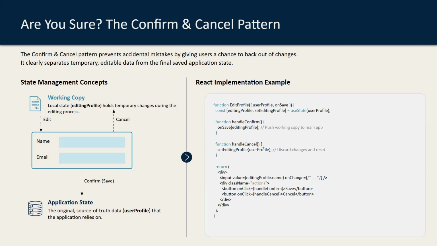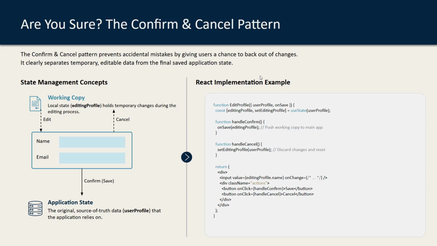So the key idea here is we keep a temporary working copy in the local state while the user is editing, and we keep the original saved data in the application state until the user confirms. So right here, the editing profile would kind of be like the, excuse me, the editing profile is the working copy. As the user types into the form, they are only changing that temporary version.